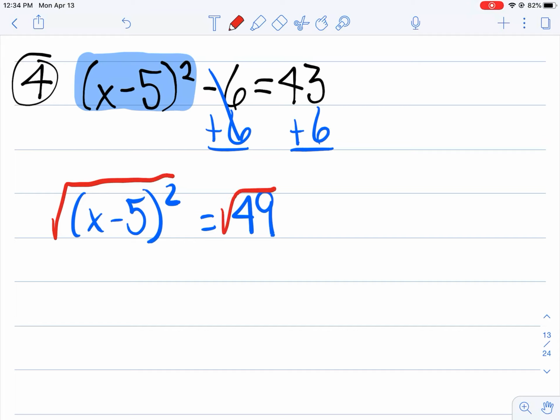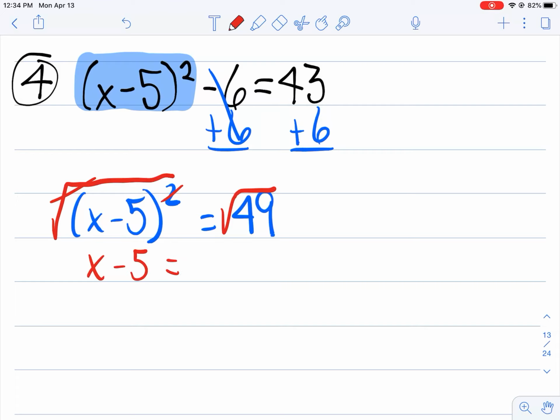So we take the square root here and the square root here. Now here's the really cool thing on the left side. The square root still undoes the square, so we're just left with x minus 5. You don't have to multiply that quantity out using the FOIL method, because when you take the square root, it undoes the square. So you're just left with x minus 5 on that side.